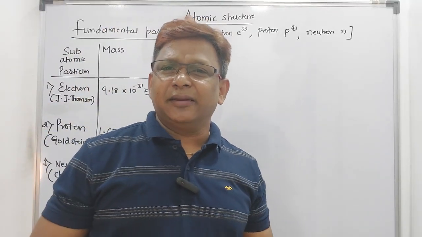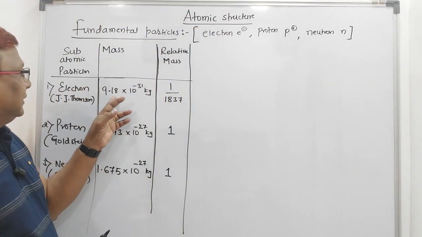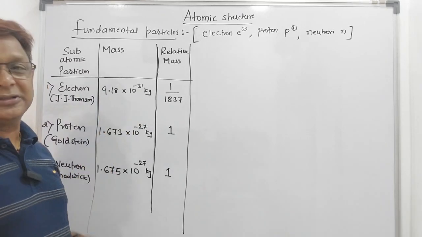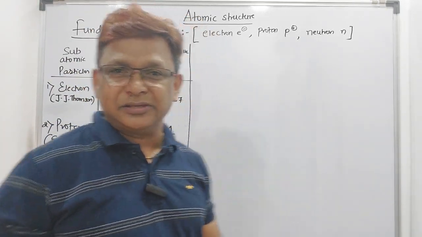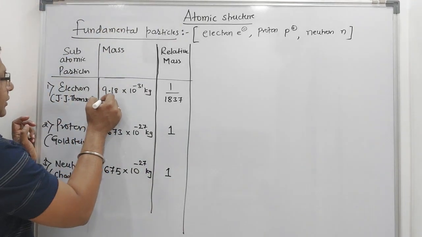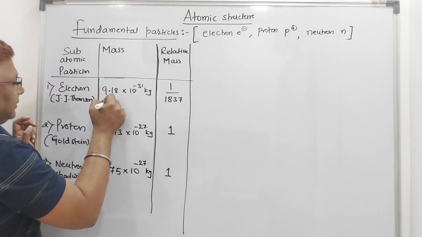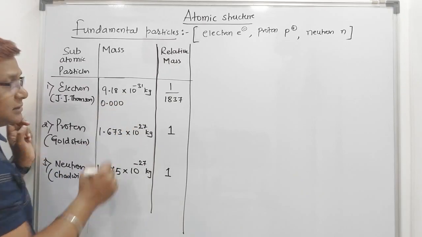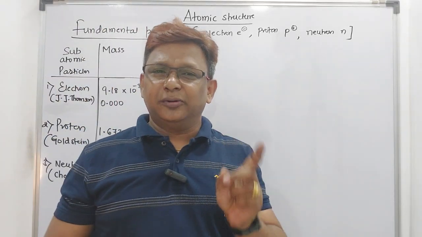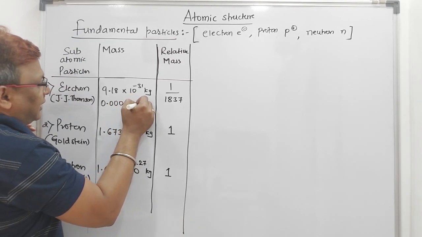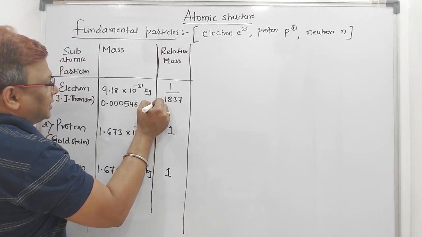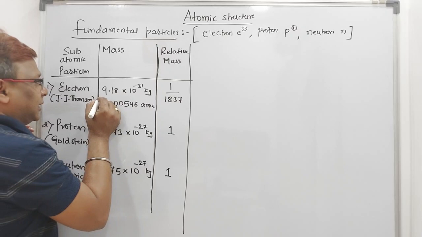Now, whatever mass we wrote, like 9.18 into 10 to the power of minus 31 kg, if you see the mass in AMU, atomic mass unit, for this electron, it is 0.000546 AMU, atomic mass unit. Please remember this value beta.